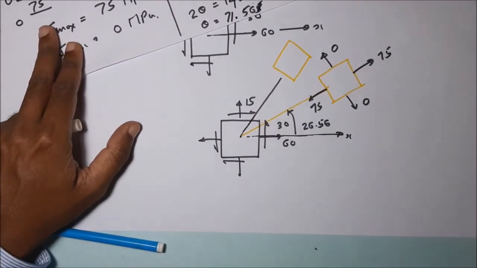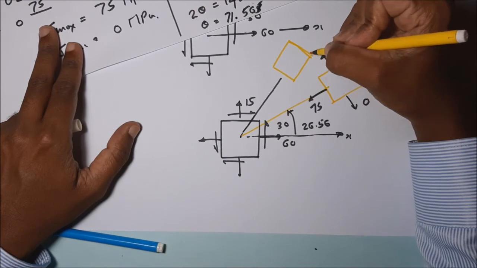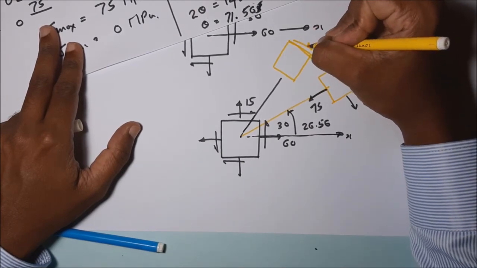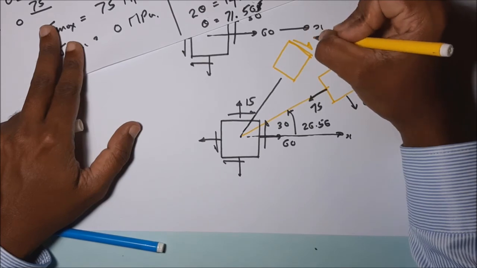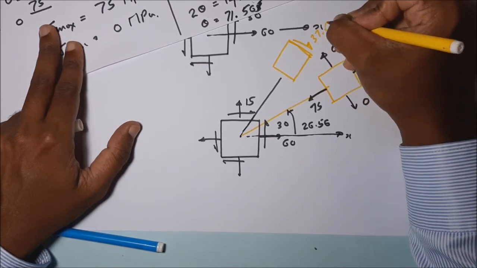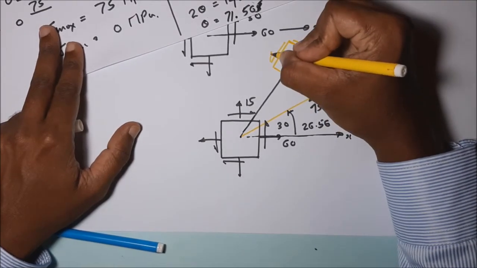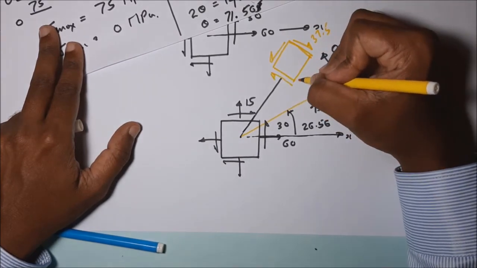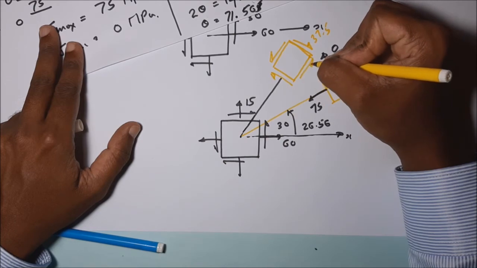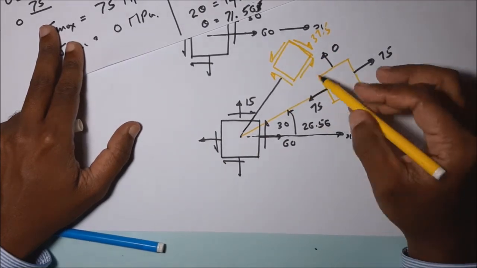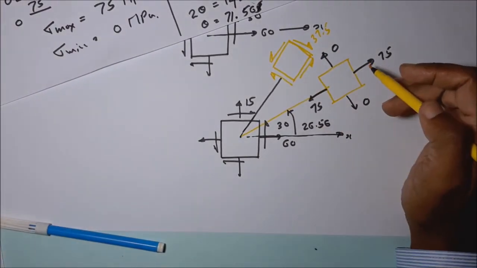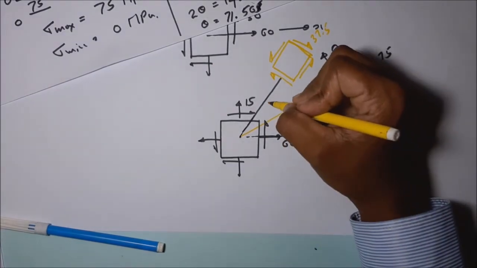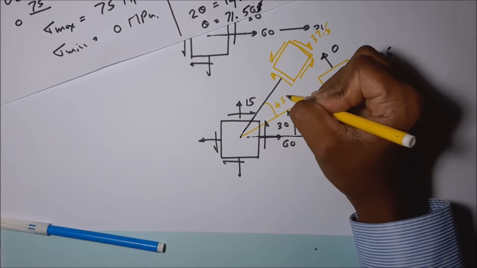Then the clockwise shearing stress is tau max, acting in this direction. It is 37.5. The stresses we can mark in this way. Okay, this is how we are marking. This angle is equal to 45 degrees.